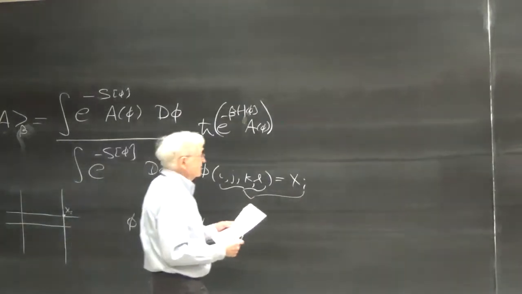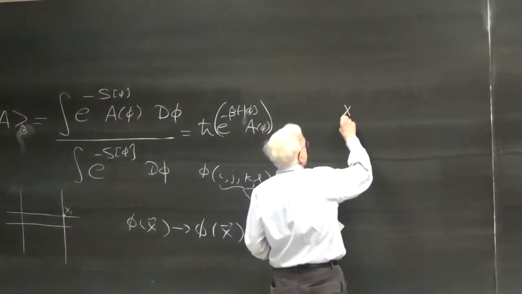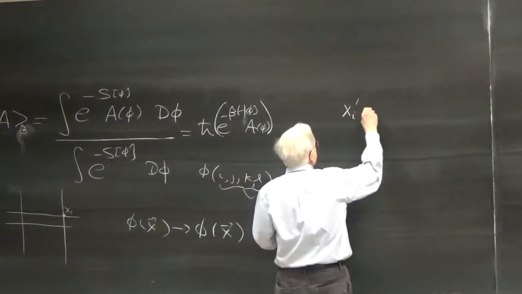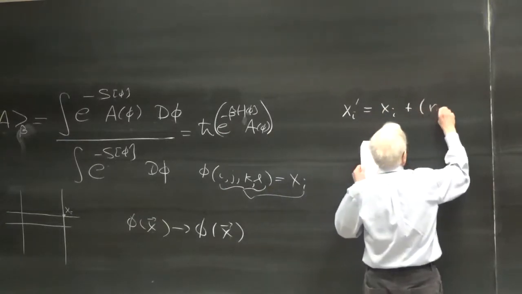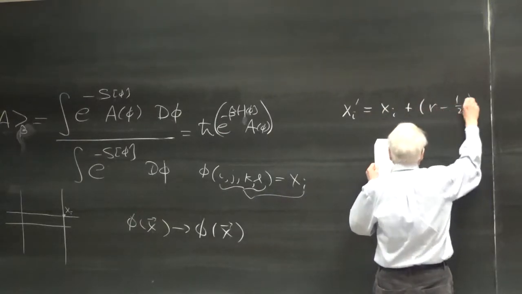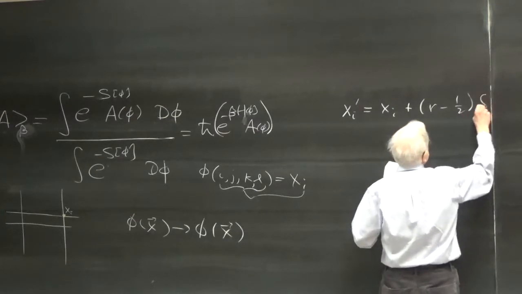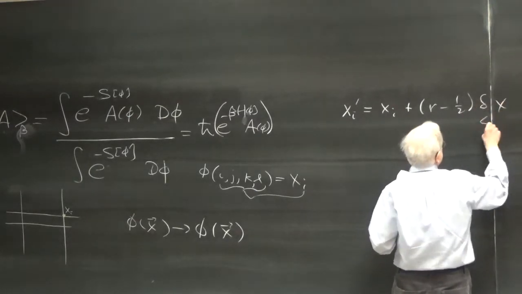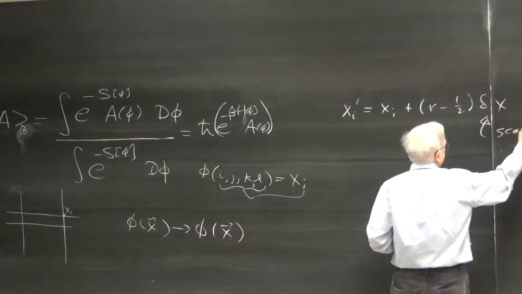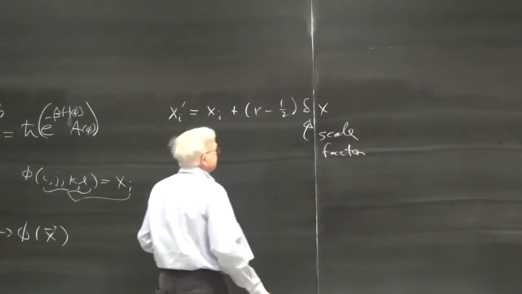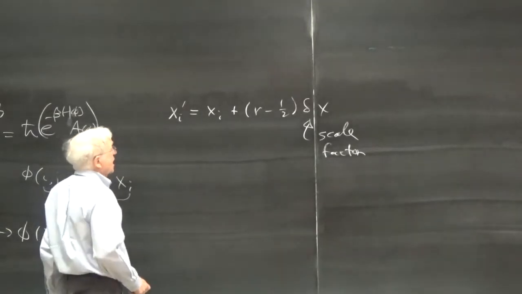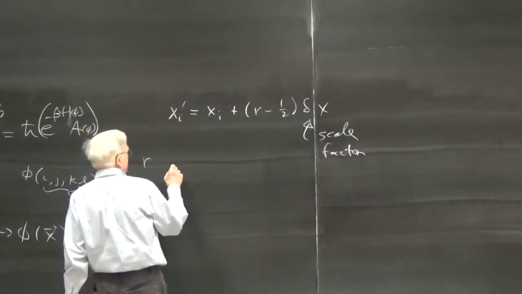And the first thing that we do is we let x_i prime equal x_i plus some random number R minus a half times delta x. This is a scale factor, and you choose it basically arbitrarily. R is a pseudo-random number.